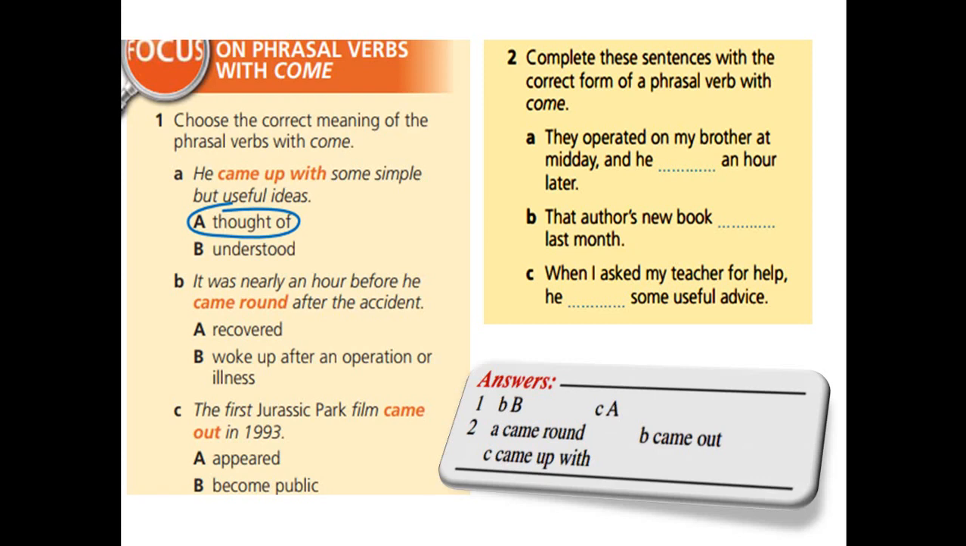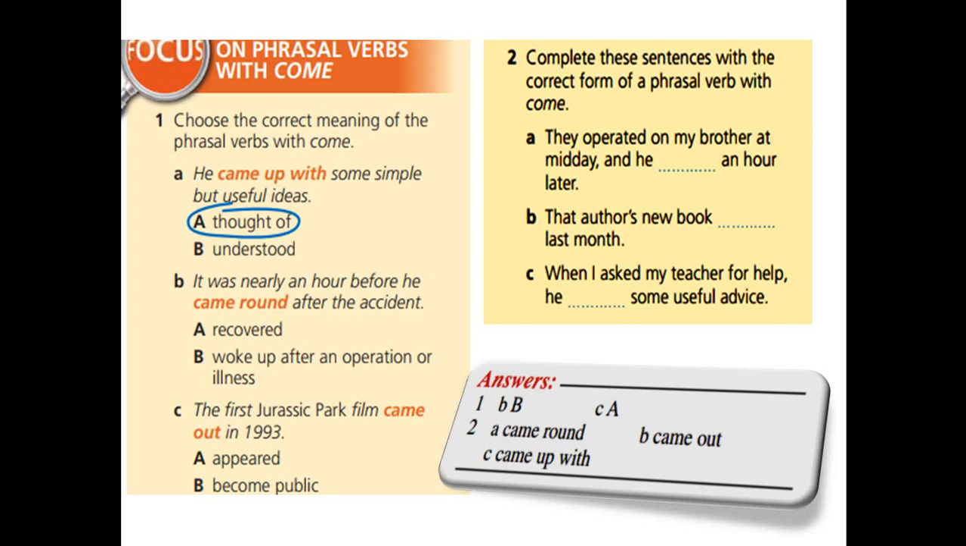Number B. It was nearly an hour before he came round after the accident. Came round here means what? He recovered or he woke up after an operation or illness. Okay, the right answer is B. So, come round, this means only woke up. Okay, he only woke up, not completely recovered. So he came round, this means he came to his senses again. Okay, he can talk to you.